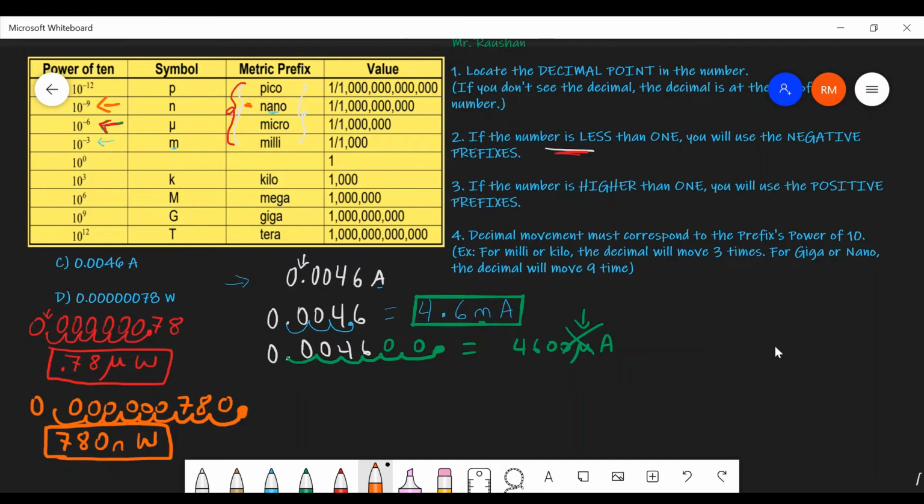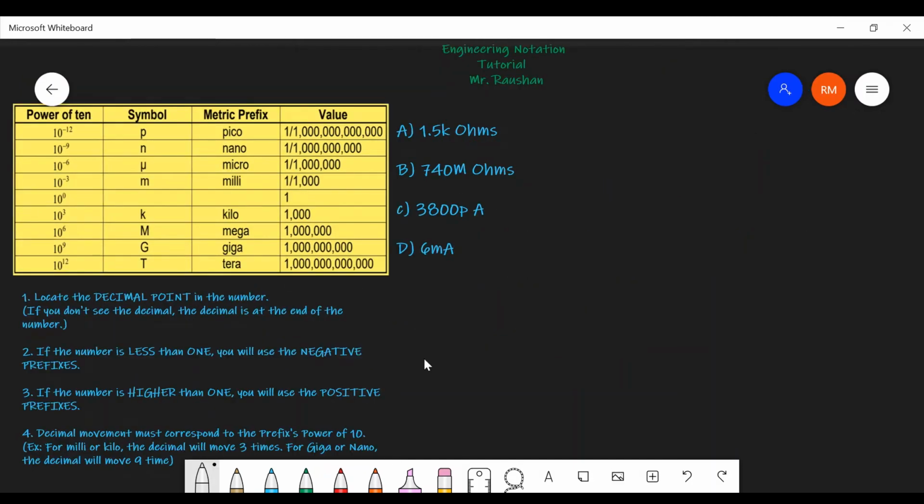nanowatts. Now here we're going to convert a value that's already in notation form, and we're going to convert it to standard form or decimal form. Alright, so we're going to basically eliminate the notations here, the metric prefixes, and put them in standard form, the way we're used to saying them. Alright, let's get to it. So let's do A first.